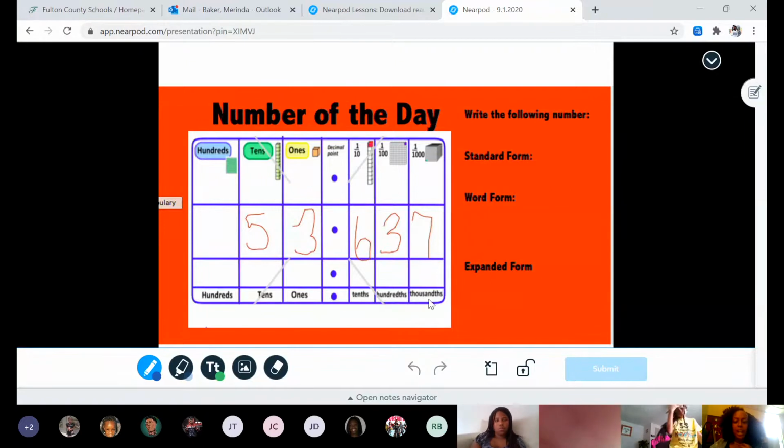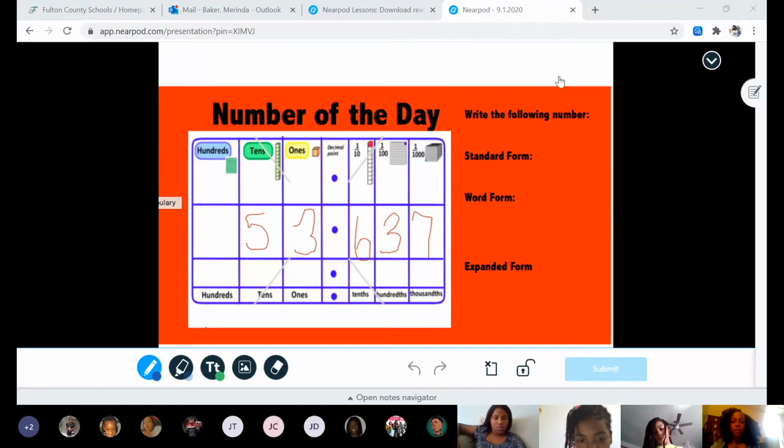All right. So can I have somebody raise their quiet hand in the chat? Who can read me this number, our number of the day? Look here in our place value chart. How would I read this number? Make sure you use your raise your hand feature. How will we read this number?